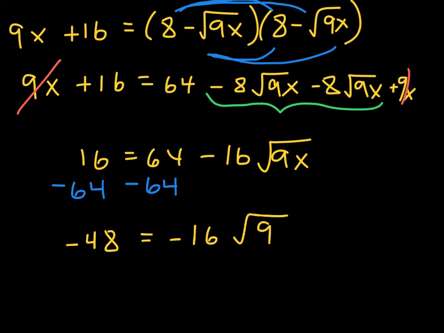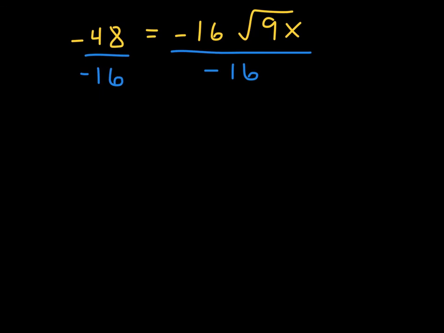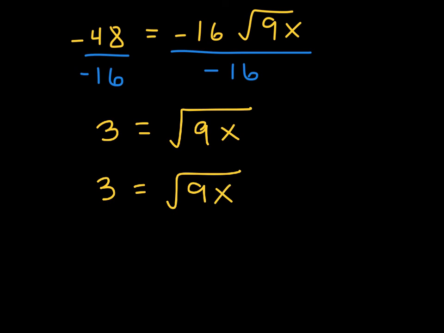We almost have the radical isolated. What we should do now is divide both sides by negative 16. And that will isolate your radical. On the left-hand side, you'll end up with positive 3 is equal to the square root of 9x. Now that this radical is isolated, we can get rid of it by squaring both sides, raising both sides to the power of the index.